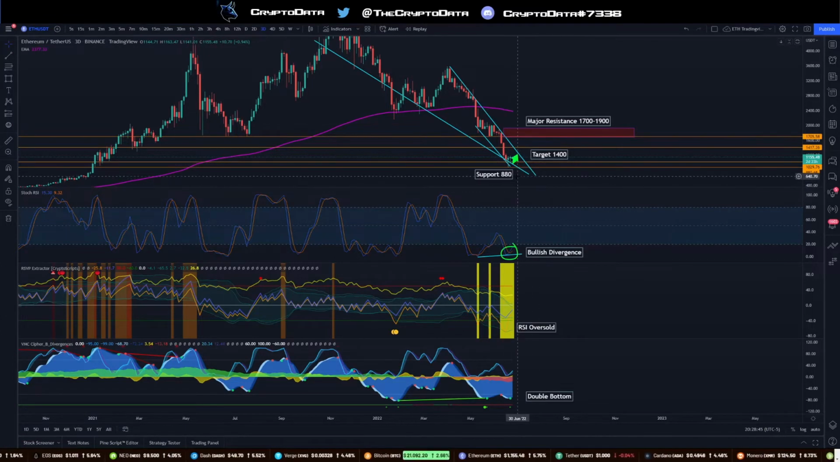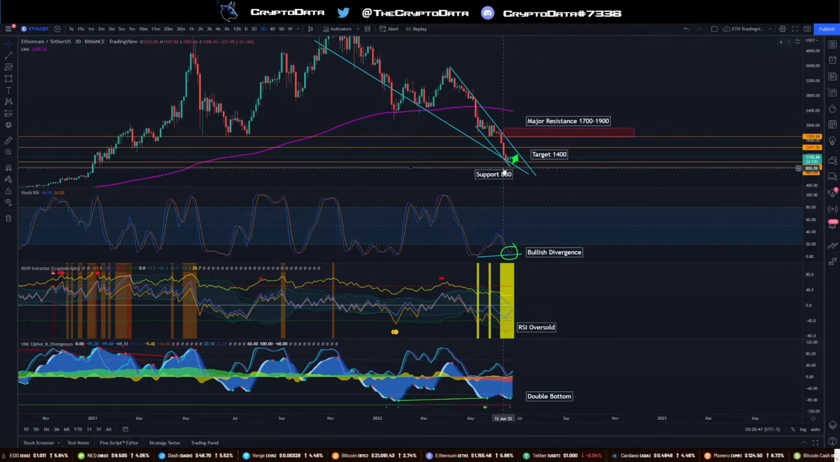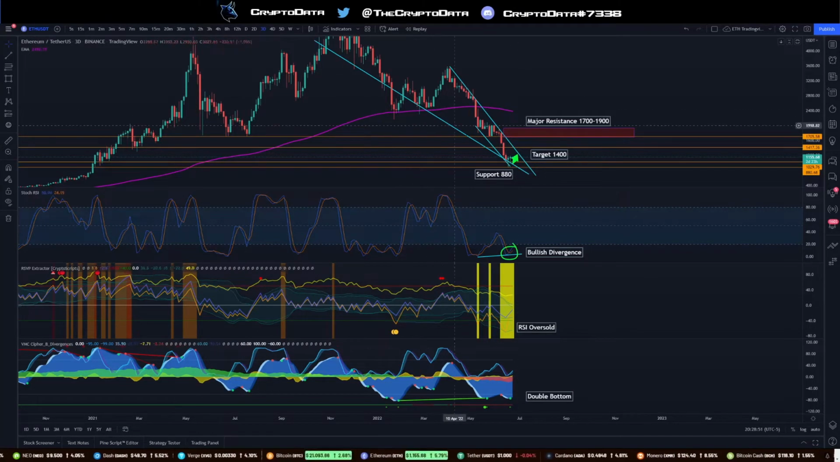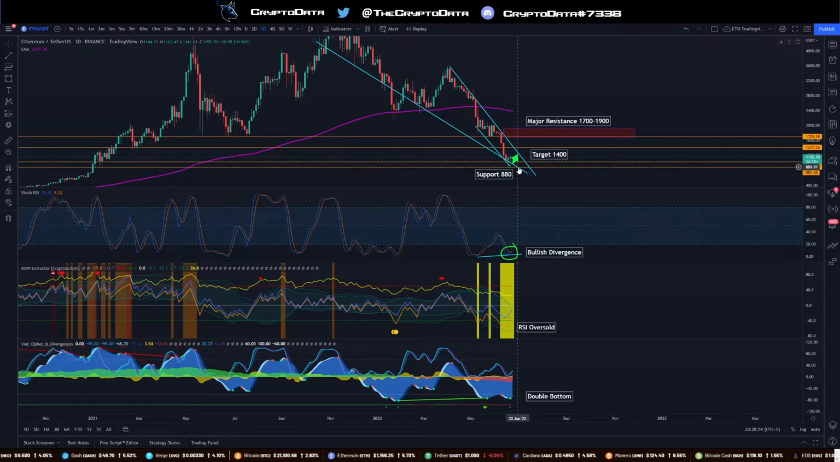If we do reject here, then I'm expecting this 880 support to hold and possibly act as a double bottom, coinciding with this trend line here on the descending wedge. Okay, so those are my targets right now, and that's what I'm looking at for Ethereum.